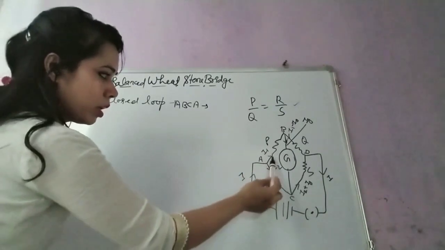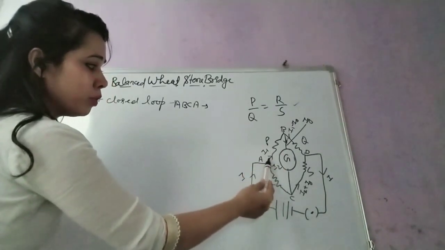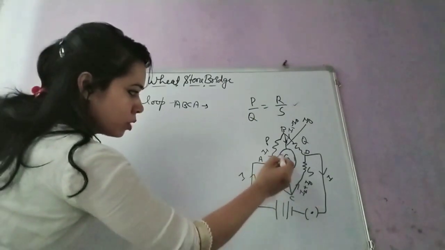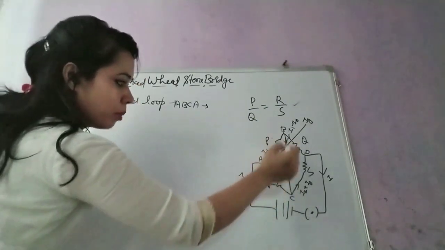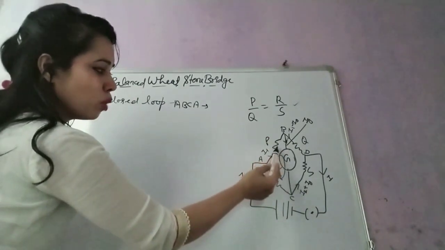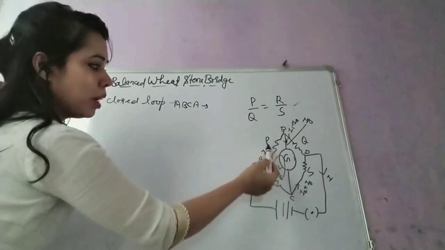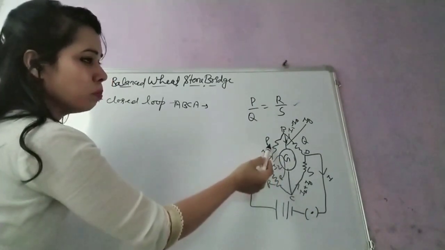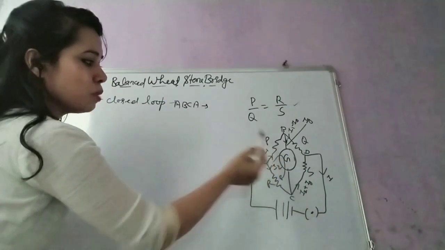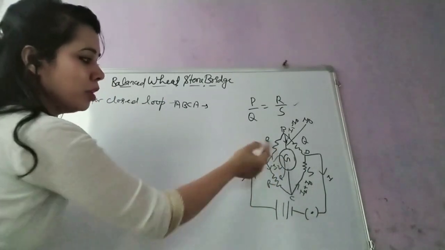Now see, current through this resistor equals what? What I told you, suppose I have chosen this path from A to A. So if you are moving in the direction of current, it means there is loss of potential. So it will be I1, and the resistance at this point is P. So potential drop is what? I1 into P.